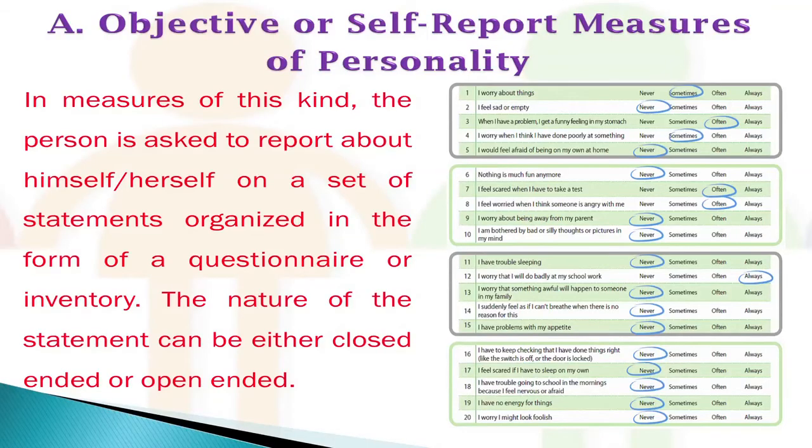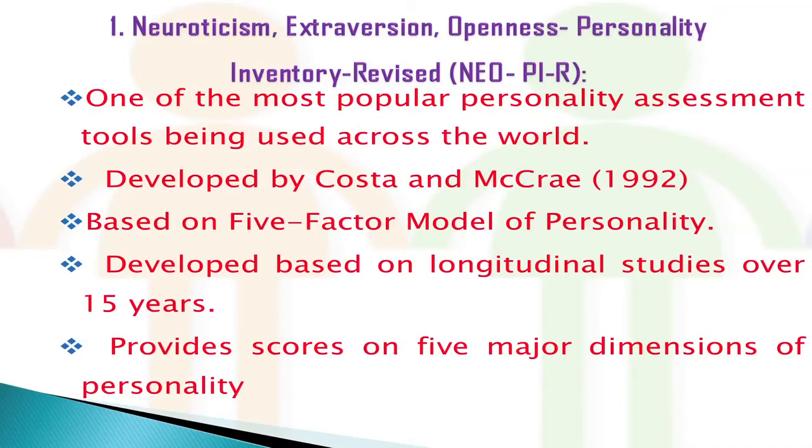A. Objective or self-report measures of personality. In measures of this kind, the person is asked to report about himself or herself on a set of statements organized in the form of a questionnaire or inventory. The nature of the statement can be either closed-ended or open-ended. Some of the self-report measures of personality which are widely used to assess personality are: Number 1, the Neuroticism, Extraversion, Openness Personality Inventory Revised, which is NEO-PI-R.